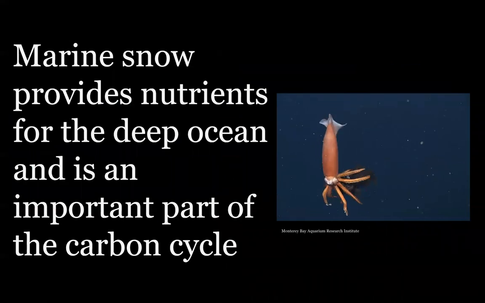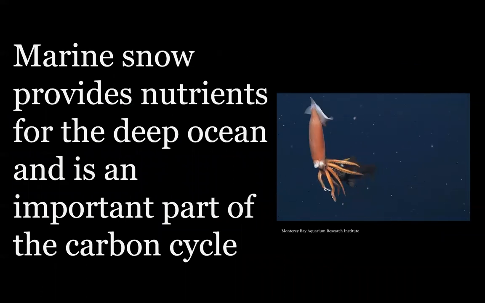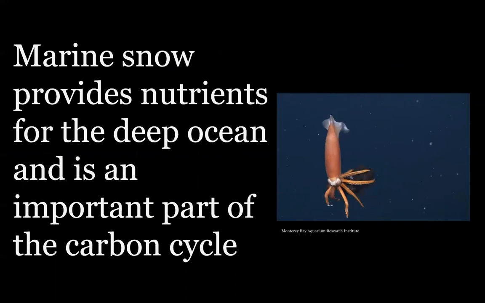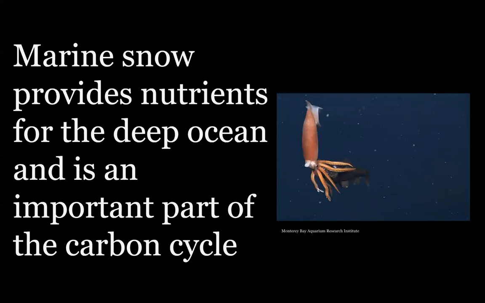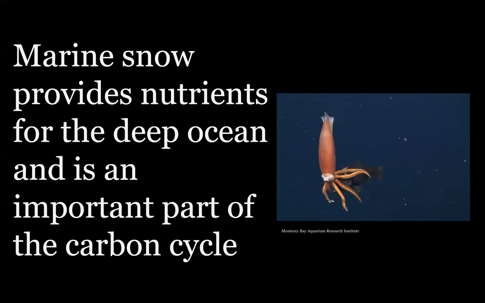Surface nutrients also serve an important role in the global carbon cycle. As detritus, or dead organic matter, falls from the surface waters, it serves as an important source of food for the organisms in these deep and dark waters where photosynthesis isn't possible. This phenomenon of marine snow pulls carbon down from the surface and stores it in the deep.